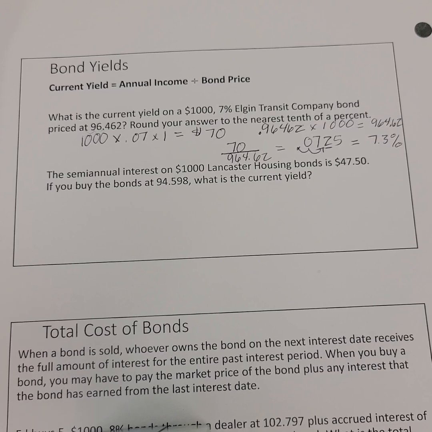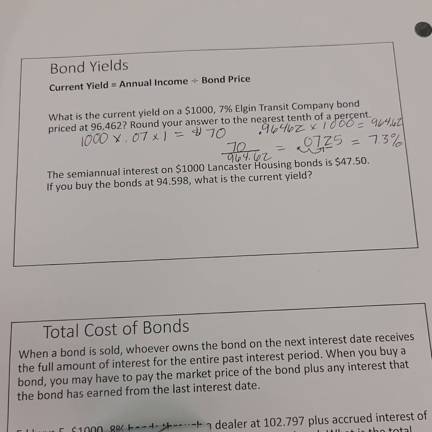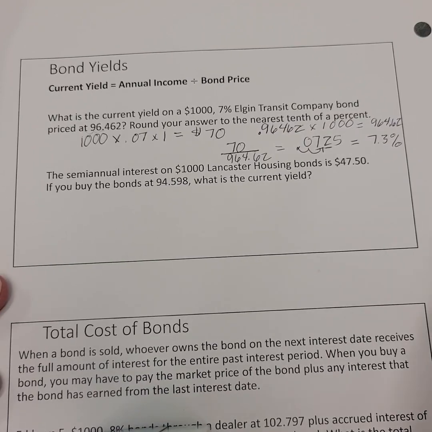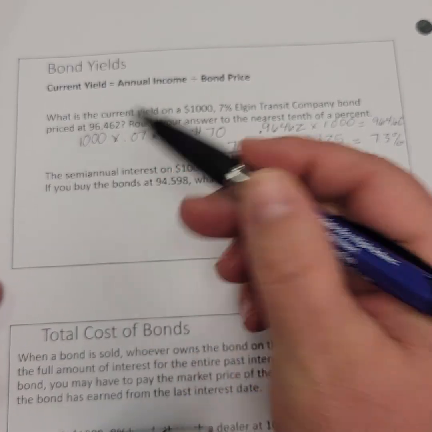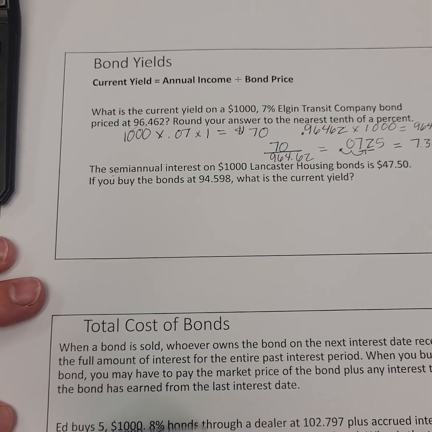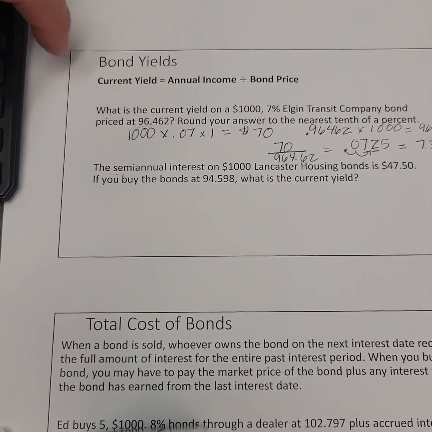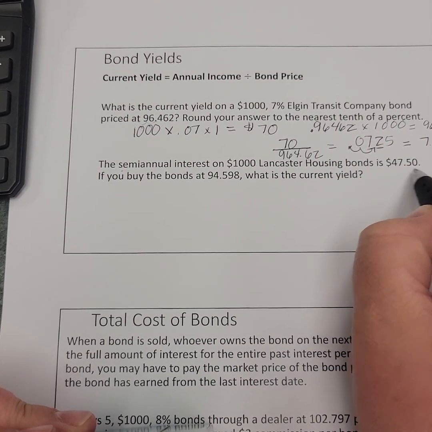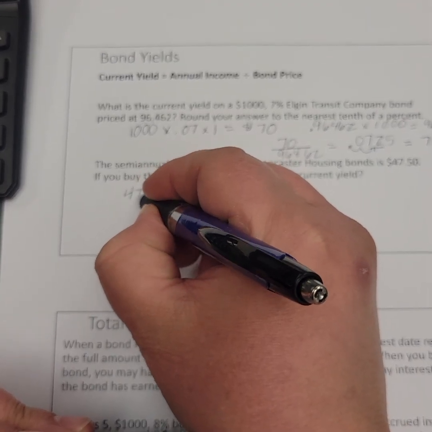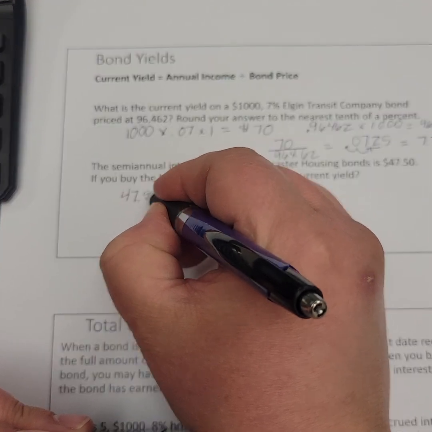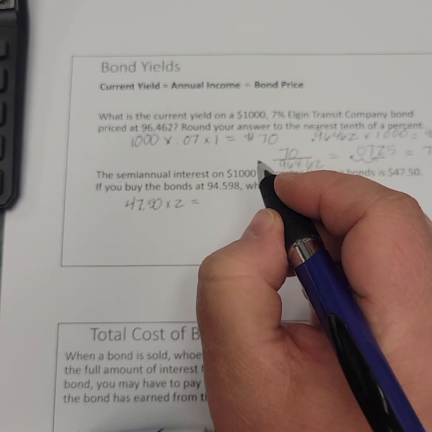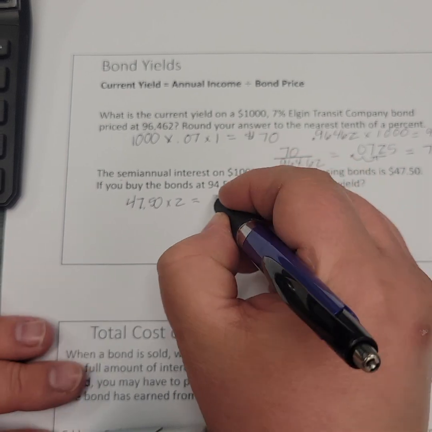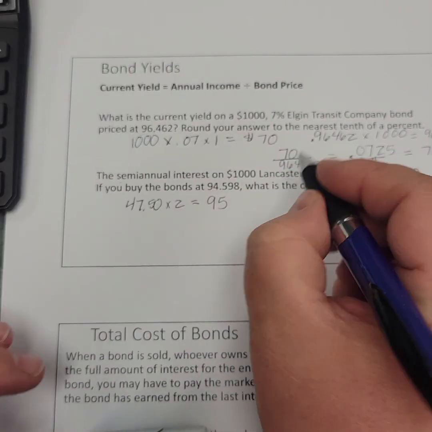Okay. So semi-annual interest on $1,000 Lancaster housing bonds is $47.50. If you buy bonds at that price, what is the current yield? The main thing you need to notice here is when it says semi-annual, the formula needs annual. So even if they aren't getting double this, you need to double that to get the annual. So times 2 is $95. So that's going to be your annual income.